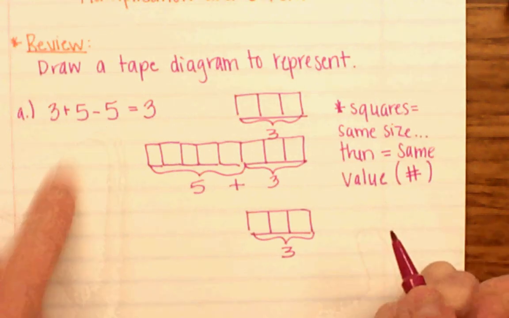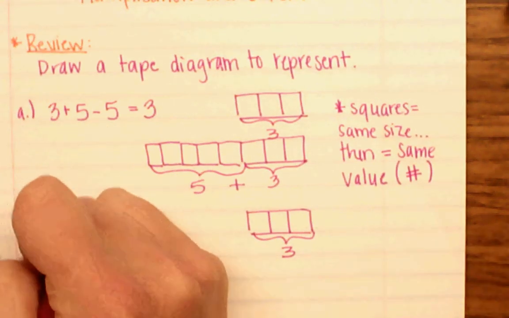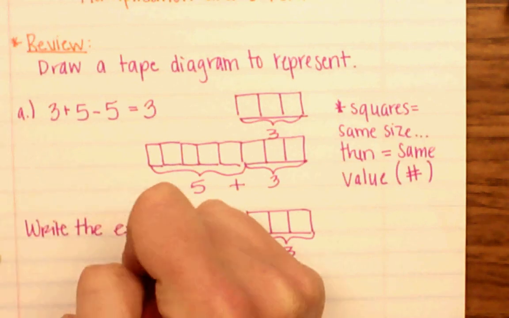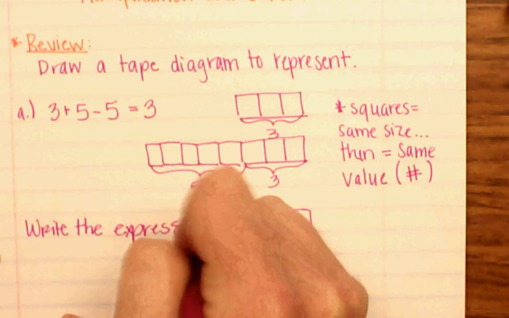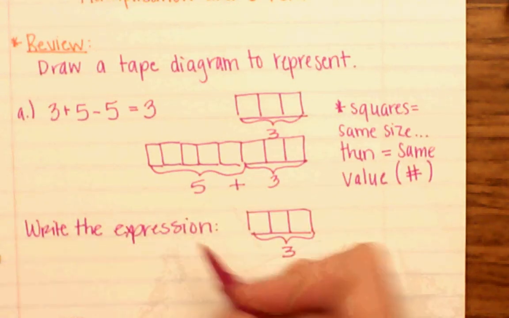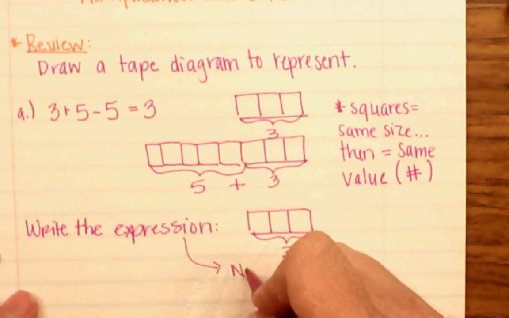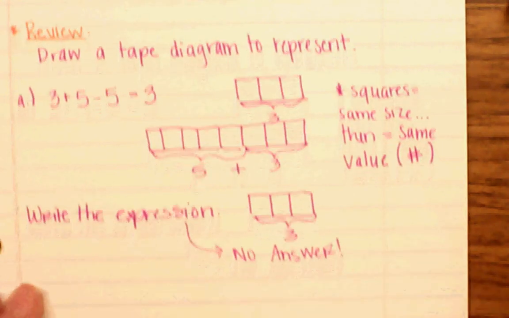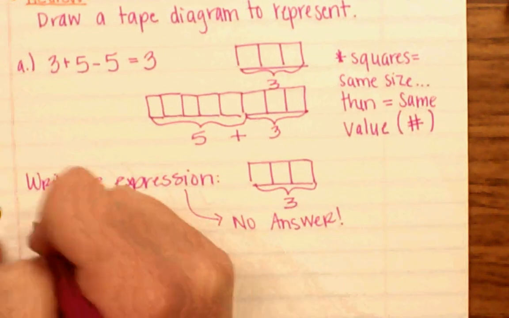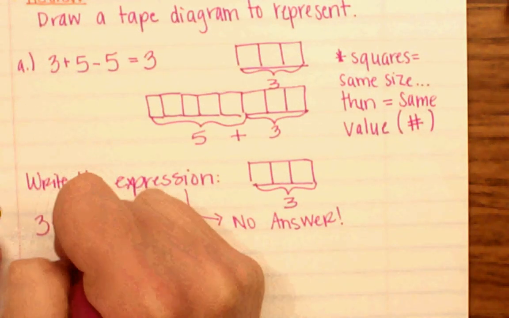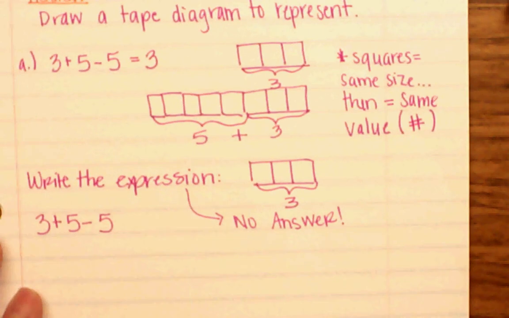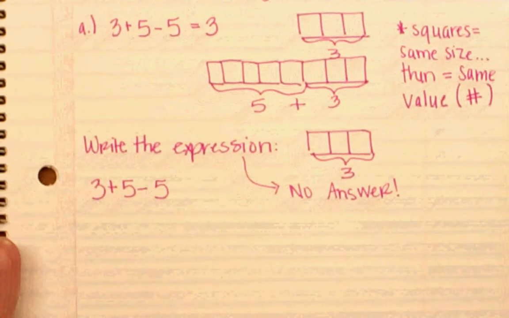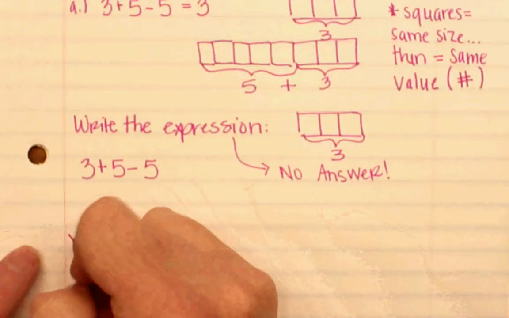Now, if I write the expression for this problem, remember, expression means no answer. I don't want the answer if I ask for the expression. So the expression for this problem would be 3 plus 5 minus 5. Okay? Now for today's lesson, here's your example for today's lesson.